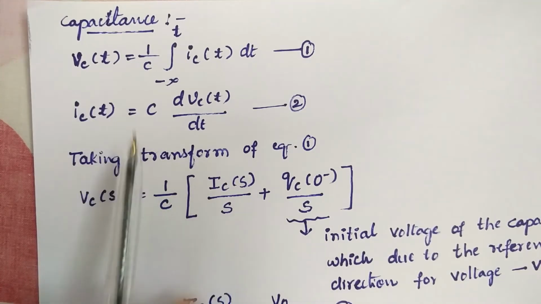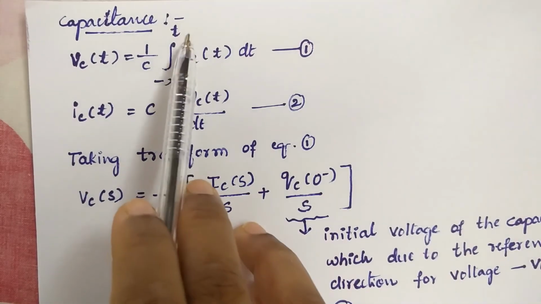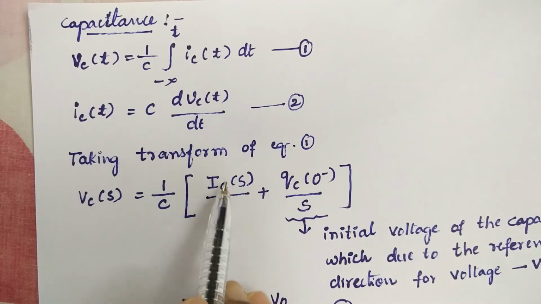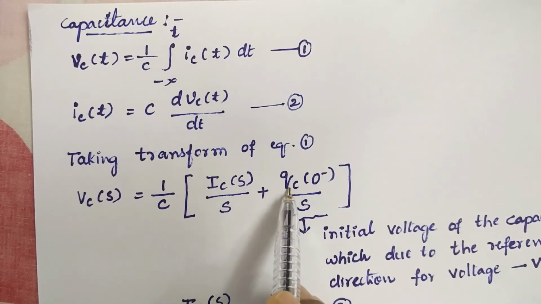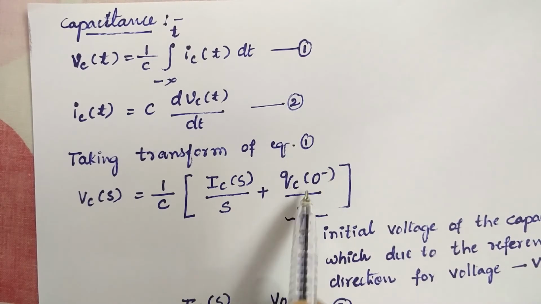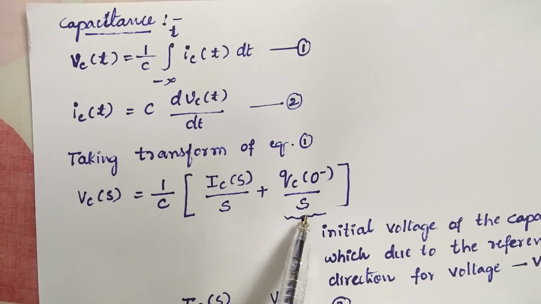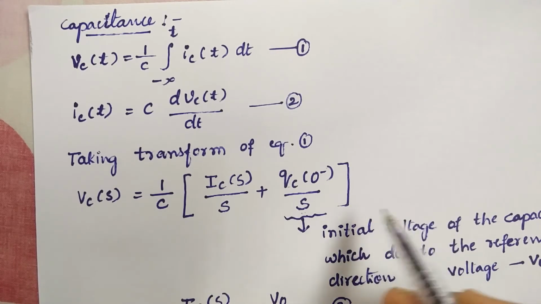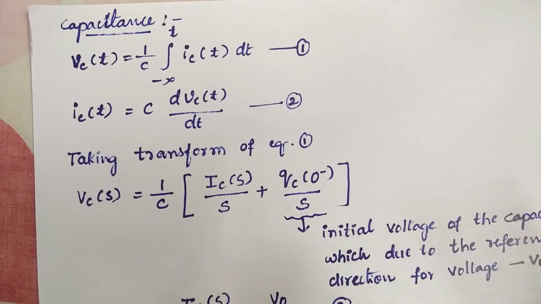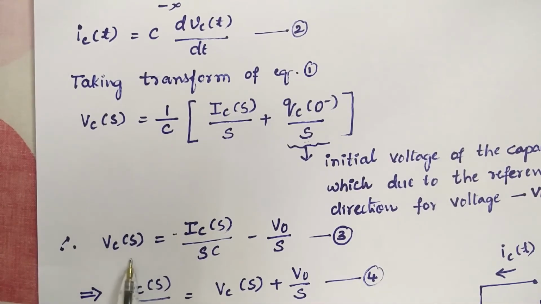So Vc(t) can be taken as Vc(s) is equal to 1/C. We're having integration, right? So the Laplace will be Ic(s)/s plus the initial charge on the capacitor, Qc(0-)/s. This is the initial voltage of the capacitor, which, due to the reference direction for voltage, is minus V0. Because of the direction, you have to take this value as a minus value.